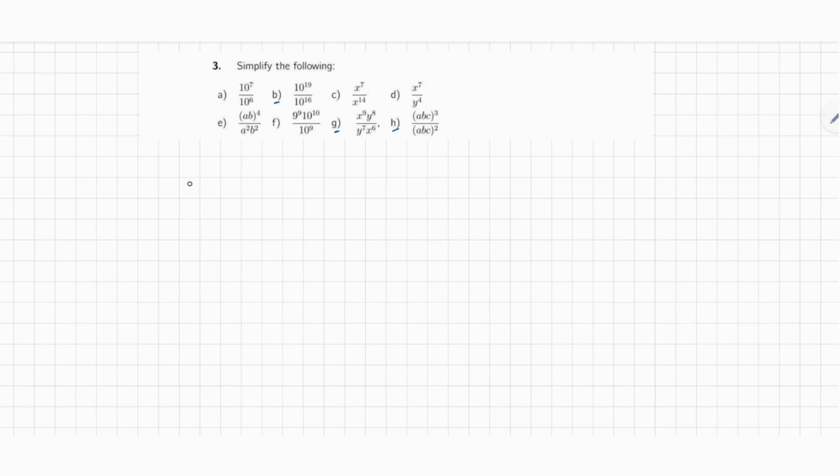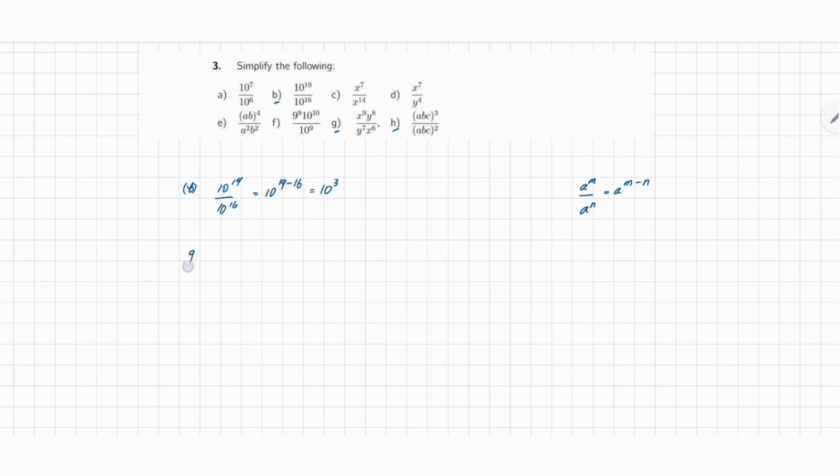Let's do question B. We have 10 to the power 19 divided by 10 to the power 16. We can use this law a to the power m divided by a to the power n is equal to a to the power m minus n. Over here, the base is the same, which is 10. So we can use the law. We have 10 to the power 19 minus 16, which gives us 10 cubed.